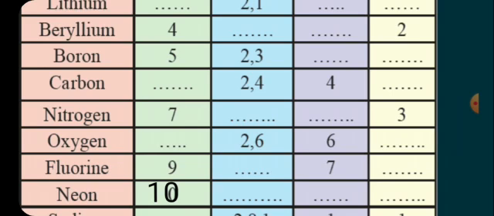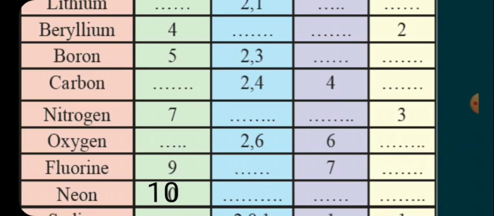So in nitrogen, number of valence electrons are 5. So we have to subtract it from the digit 8. 8 minus 5 is 3. Therefore, valency of nitrogen is 3. Oxygen has atomic number 8. Electronic configuration 2, 6. Number of valence electrons 6.